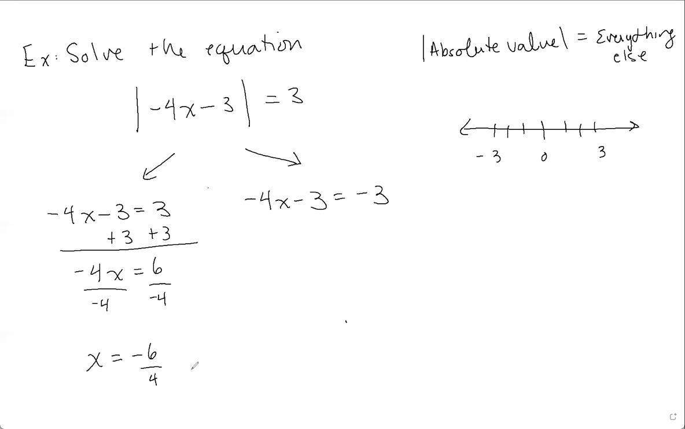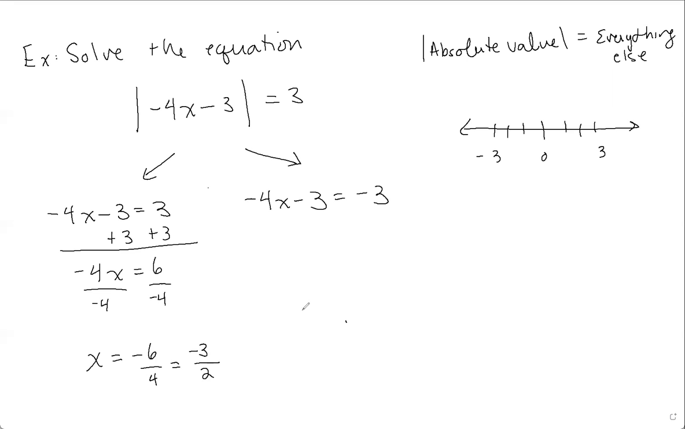Now negative 6/4 works, but remember we can also simplify some of these fractions as well. Notice that 2 is a factor of both of these. So instead of calling this negative 6/4, we can also call this 2 goes into negative 6 negative 3 times, and 2 goes into 4 2 times. So our first solution is negative 6/4 or negative 3/2.